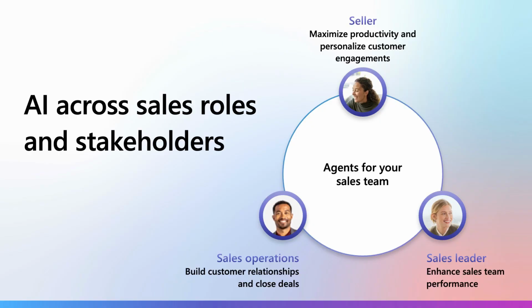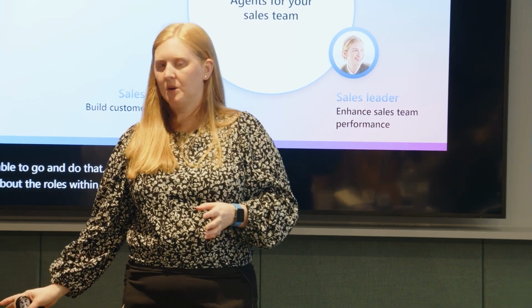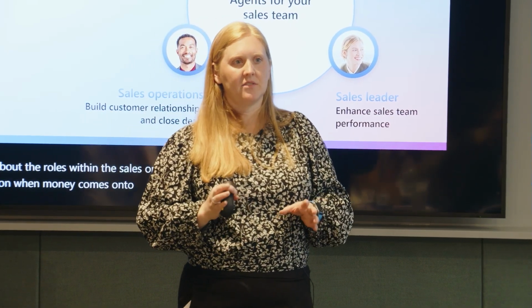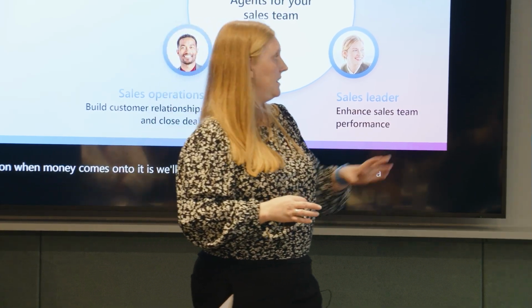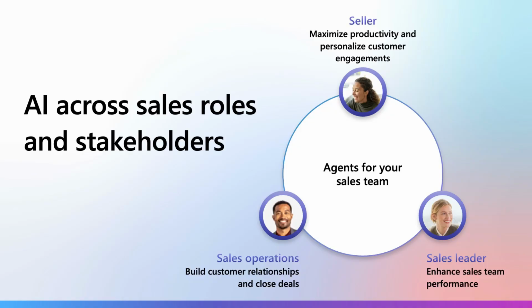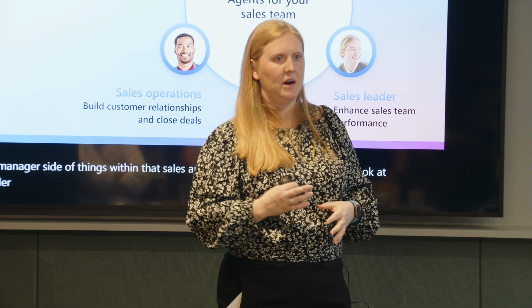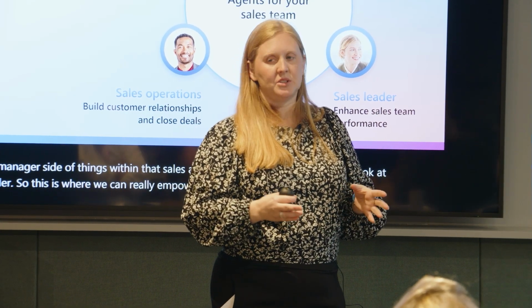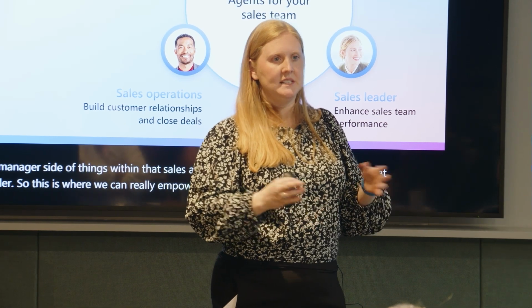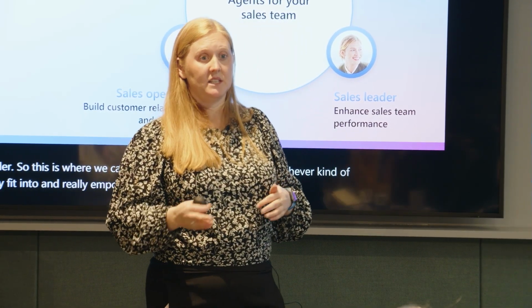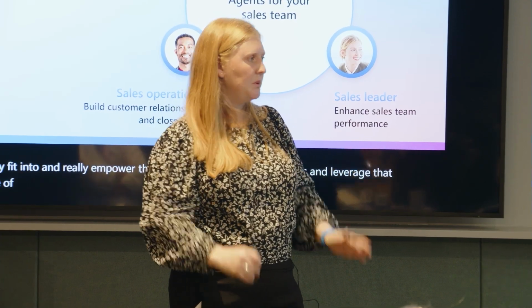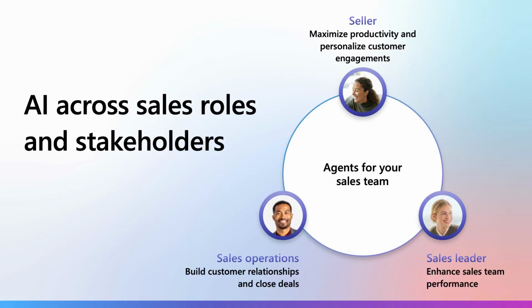So I talked about the roles within the sales organisation. What we'll do with the demonstration when Manny comes onto it is we'll look at a seller from two parts. We'll have a relationship manager side of things within that sales area at the top. And then we'll also look at a velocity seller. So this is where we can really empower those sellers, whichever category they fit into, to use those agents and leverage that assistive side of things with sales chat, for example, to really maximise that productivity.